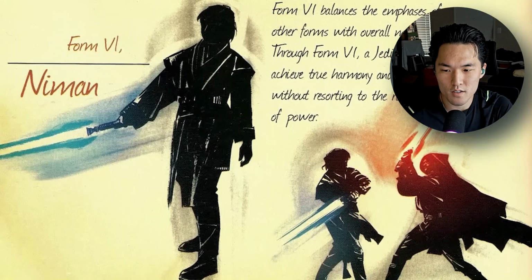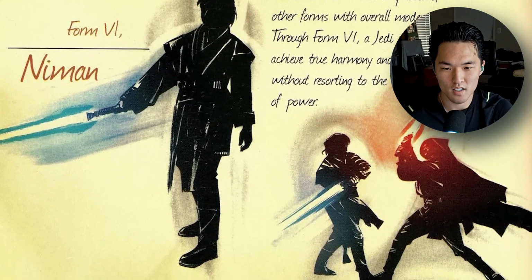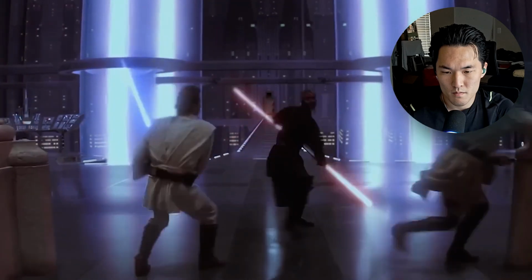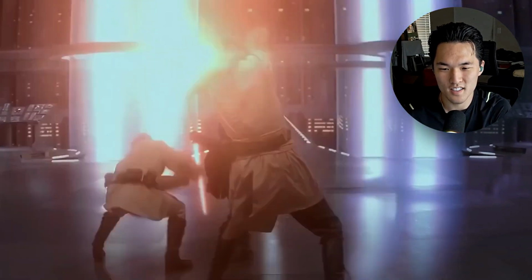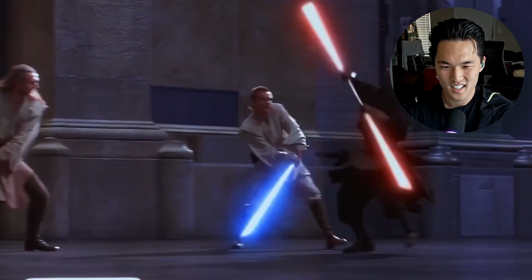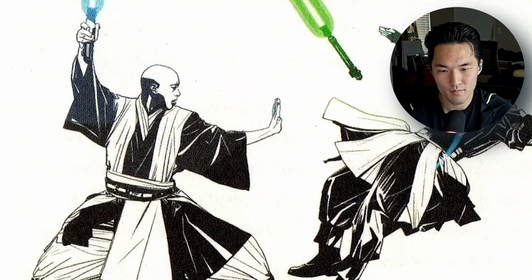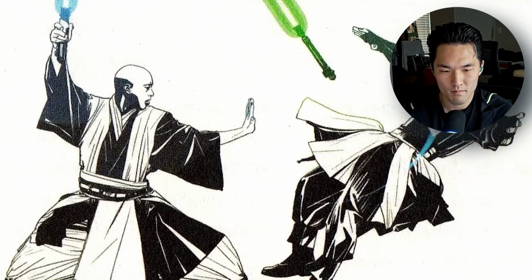Form 6, Niman, could be used in a more aggressive way, combining double-bladed lightsaber combat with other Force abilities like pushes and lifts. Niman was mastered by Darth Maul, who employed it in his duel with Qui-Gon Jinn and Obi-Wan Kenobi on Naboo. Form 6 was the last to gain widespread acceptance in the Jedi Order.